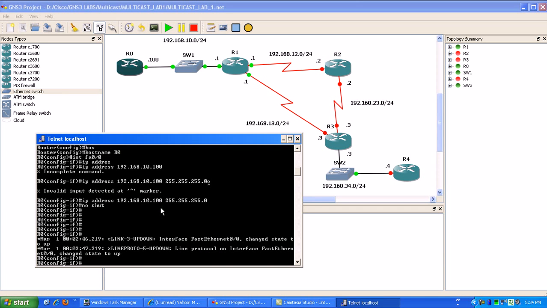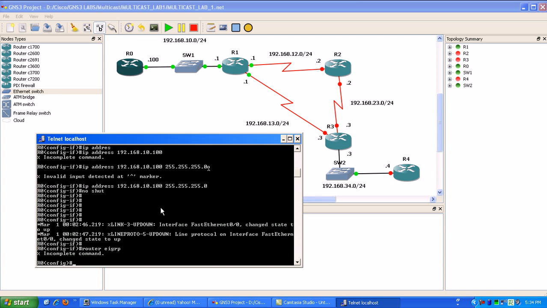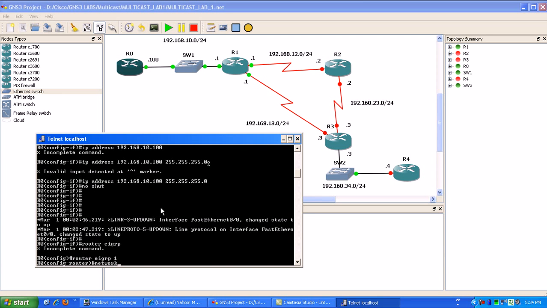What we're going to do is just run EIGRP here. Network.